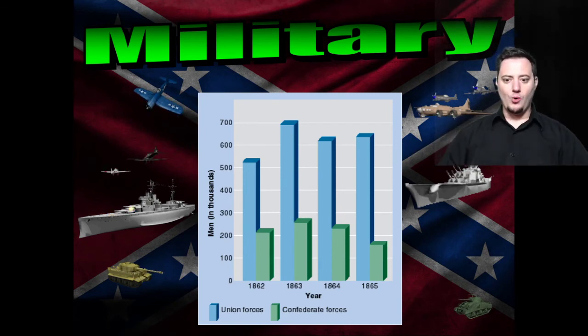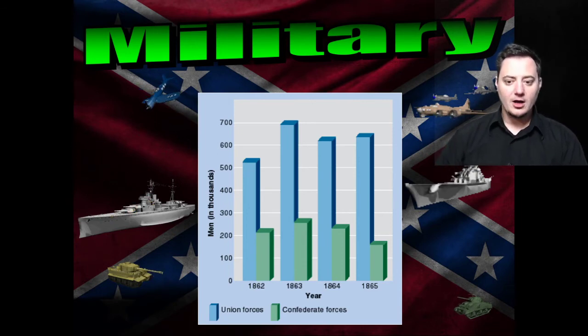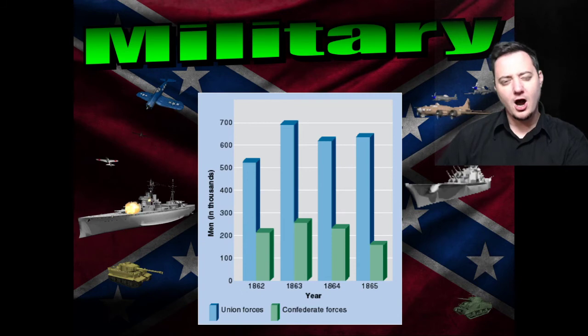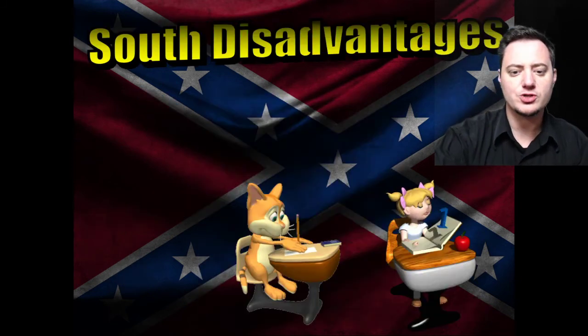The North is always outnumbering the South 2-1, 3-1, and at times as extreme as 4-1 by the very end of the war. So you'd think from this it would be completely hopeless for the Confederates, but it's amazing how close the South actually came to winning this war. But we'll talk about those things later as we talk about the battle.